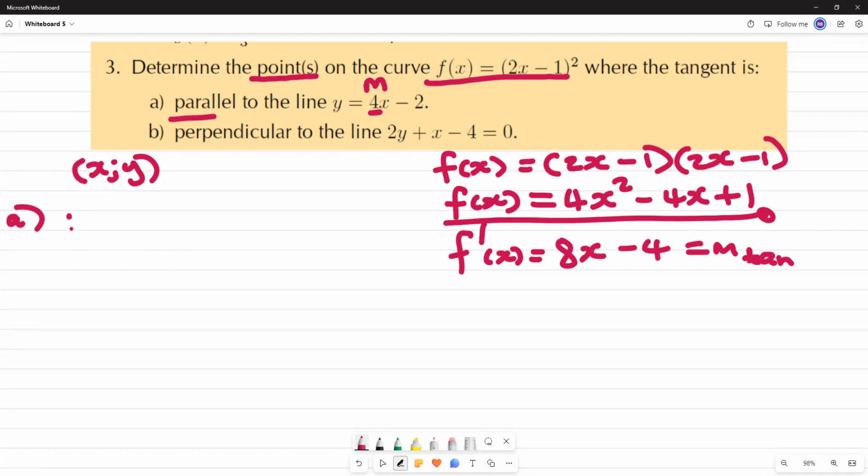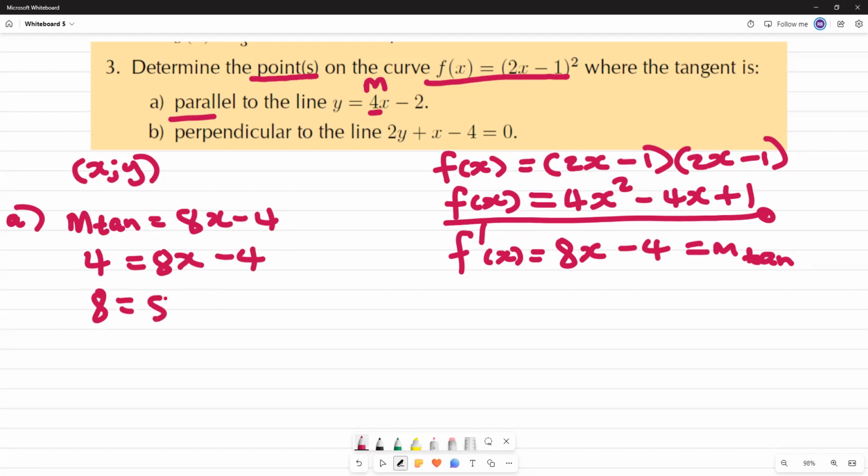So which means m tan equals 8x minus 4, as we wrote it there. But the m of the tangent in this case is 4, so 4 equals 8x minus 4. If you take minus 4 to that side, you get 8 equals 8x. Therefore, if you divide by 8 on both sides, we can see that the x value is going to be 1.